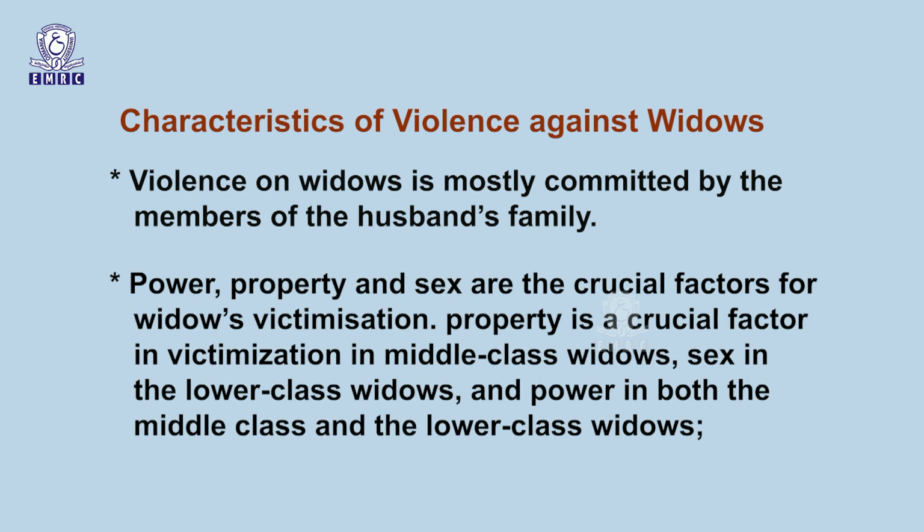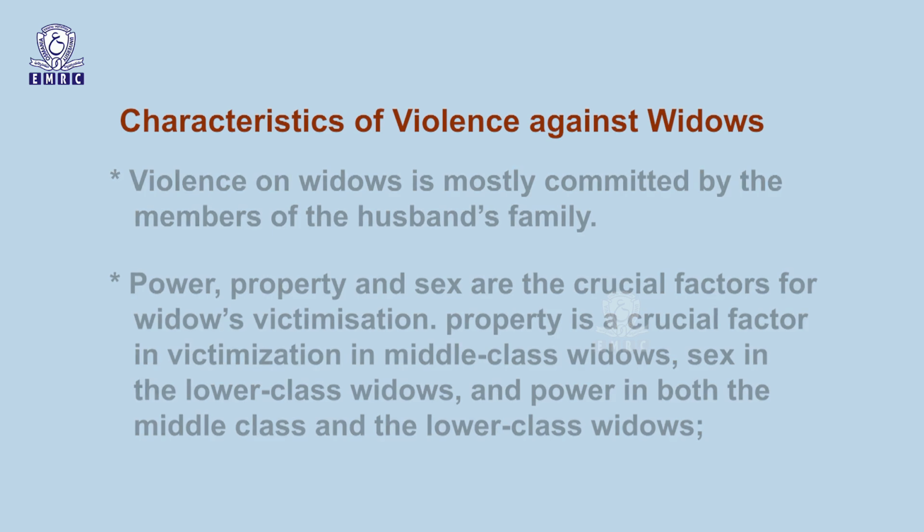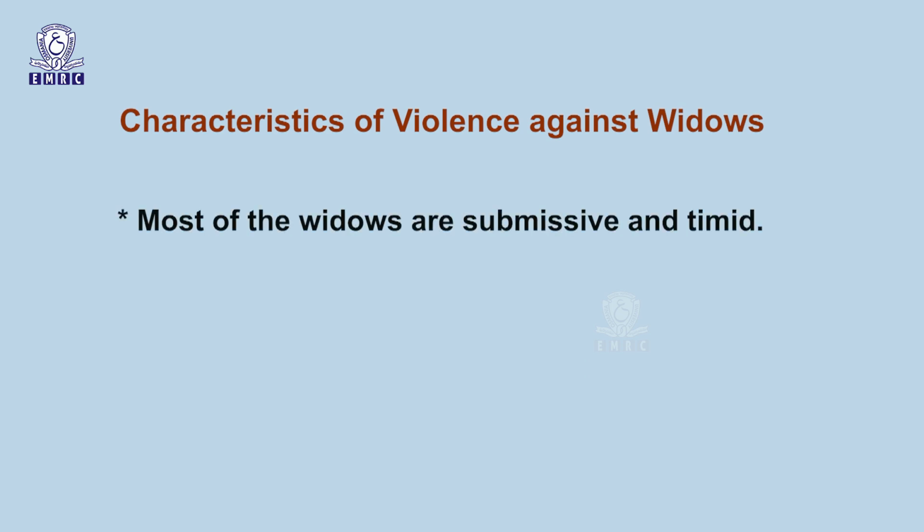Power, property and sex are the crucial factors for widows. Property is a crucial factor in victimization in middle class widows, sex in the lower class widows, and power in both the middle class and the lower class widows. Most of the widows are submissive and timid.